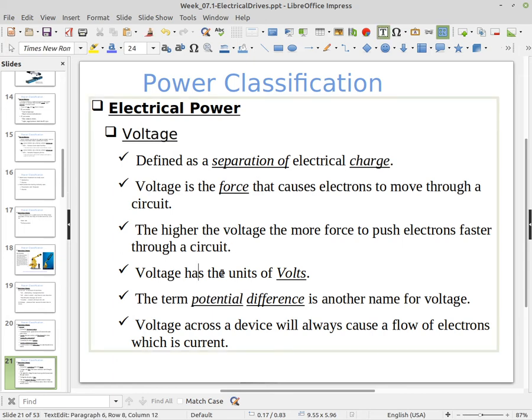The unit for voltage is volts. Sometimes they also use the terms potential difference or electromotive force for voltage.